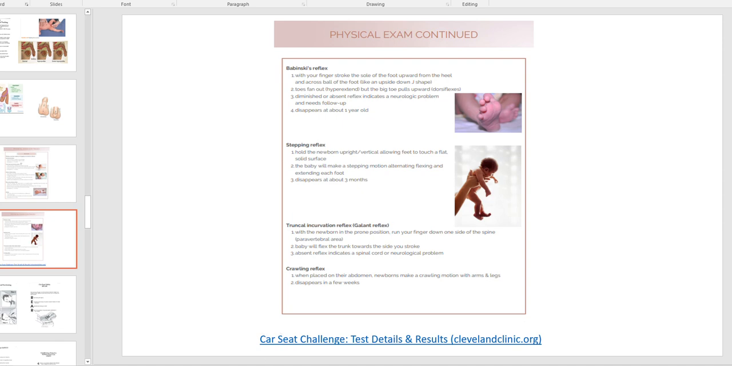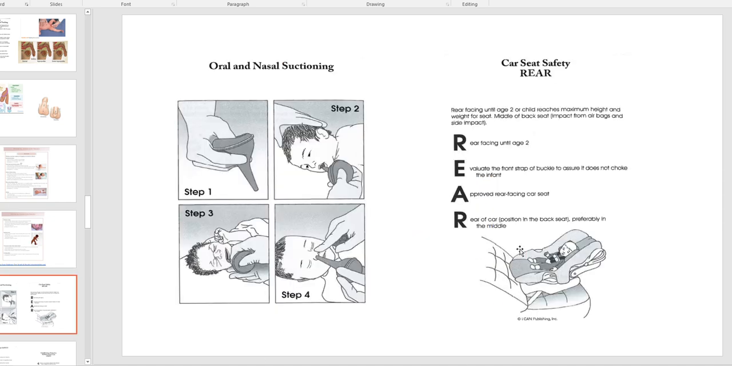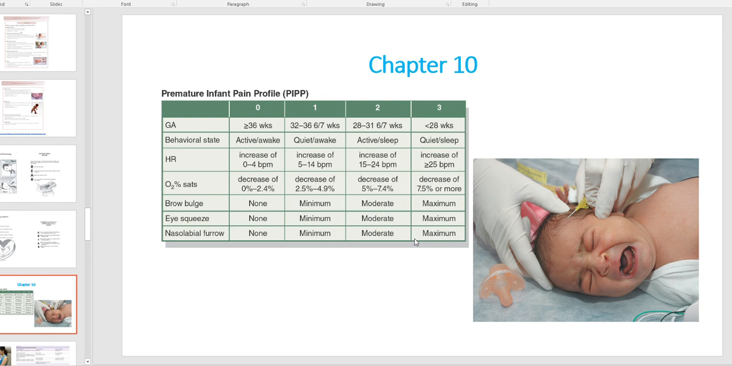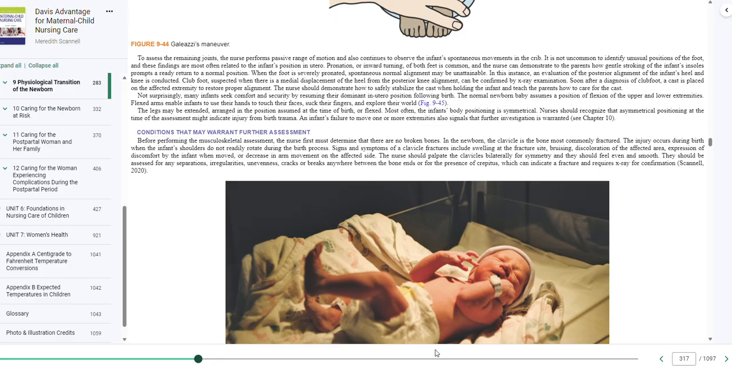All right, so let's look at, of course, you know how to suction, right? Remember, our babies are obligate nose breathers, so we want that nose cleared, but we always suction the mouth and then the nose, right? All right, let's go back and finish up chapter 9.